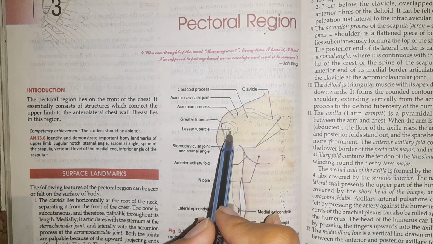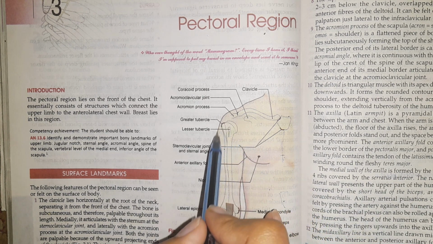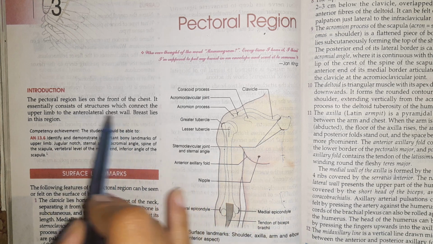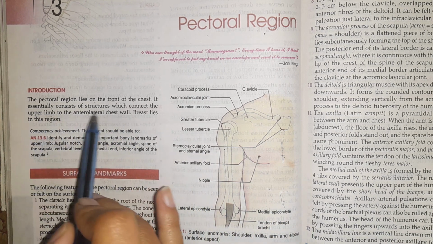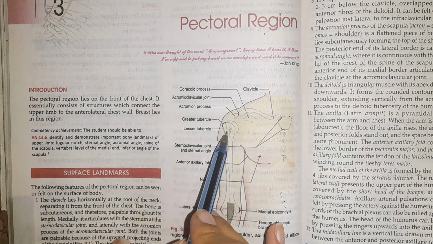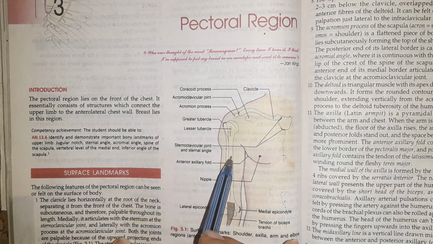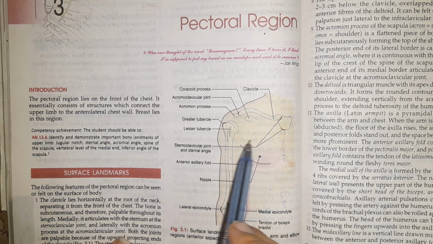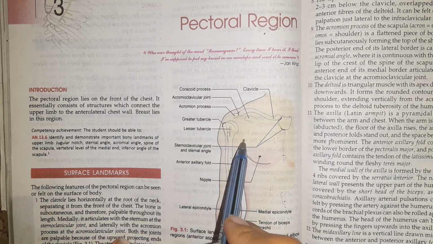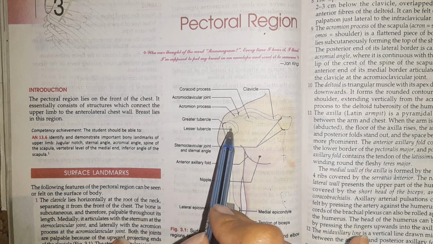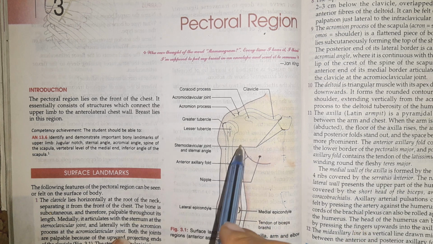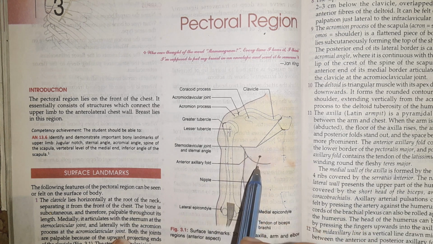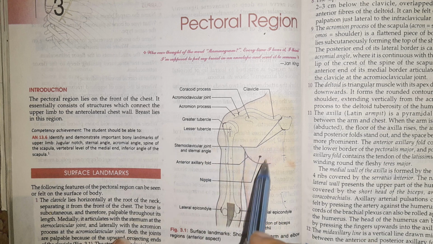So your pectoral region attaches your upper limb to the anterolateral chest wall. So your upper limb or the arm is connected to your anterior, this front portion, and lateral, a little bit towards the side. So this arm is connected to your anterolateral chest wall via the pectoral region.